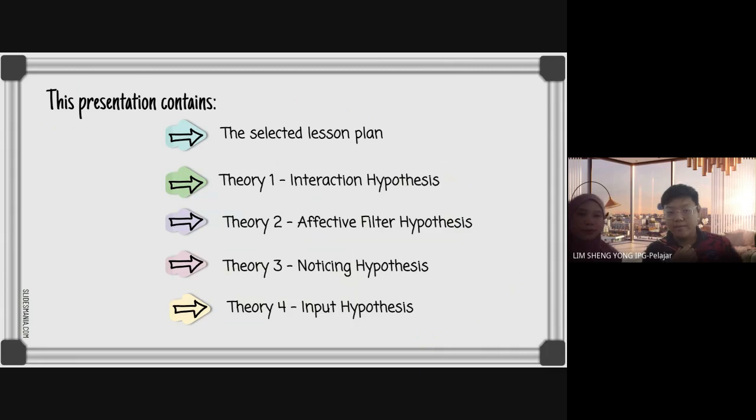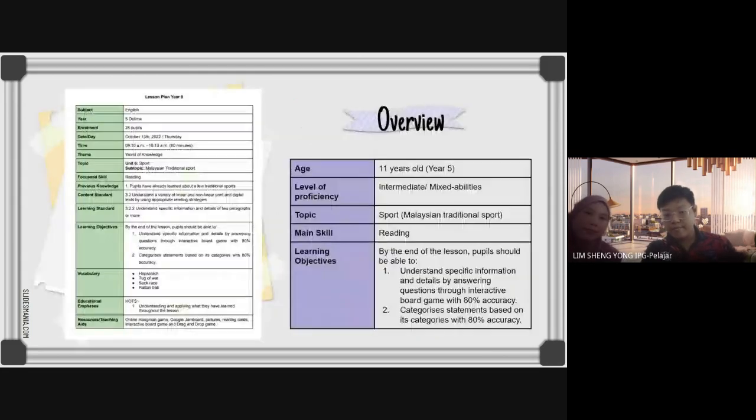Okay, this is me, Lim Sheng Yong. I'm going to present the overview, the interaction hypothesis, and the noticing hypothesis. And then I will present the affective filter hypothesis and the input hypothesis. And this is mine.